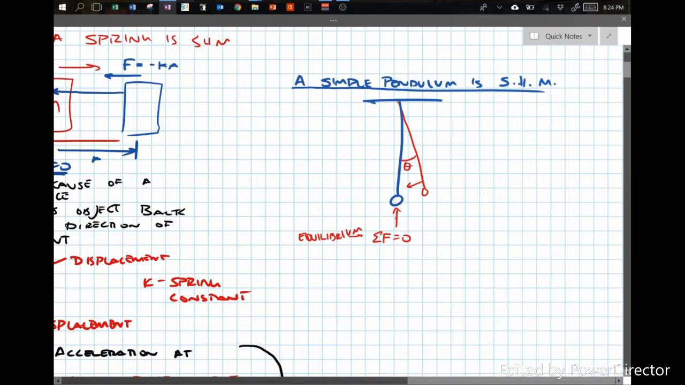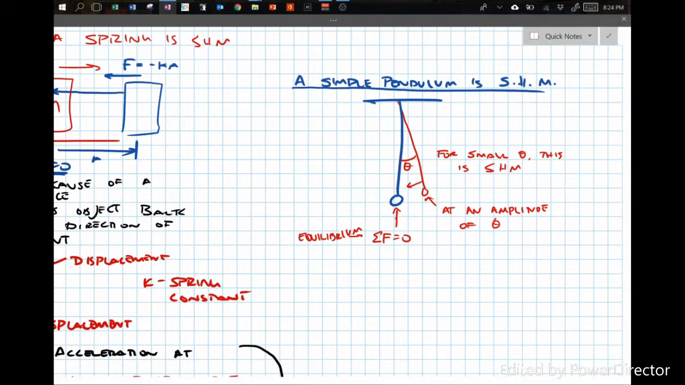And then for small angular displacements, this is simple harmonic motion. This would be at an amplitude of theta. That's how we measure amplitude for simple harmonic motion. So the same things are true at equilibrium and at maximum amplitude for a simple pendulum as they are for a mass on a spring.